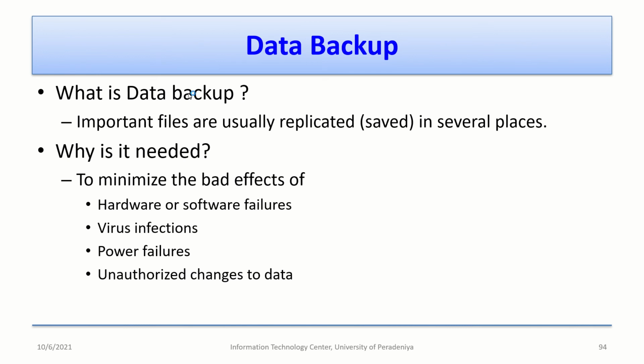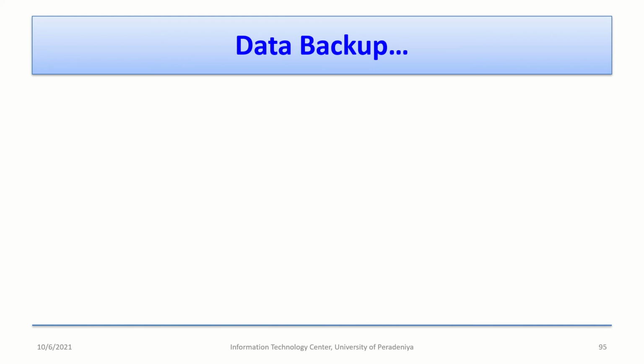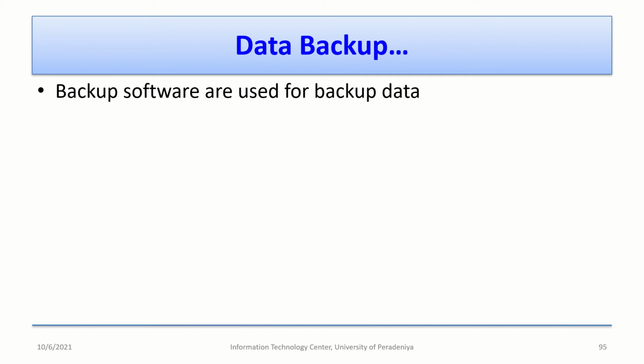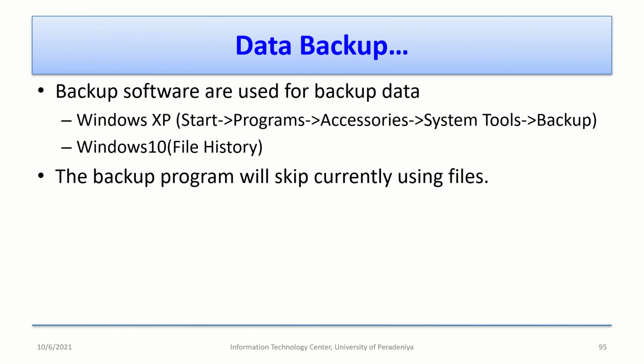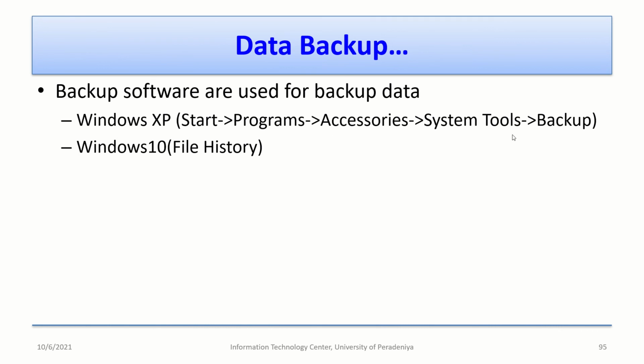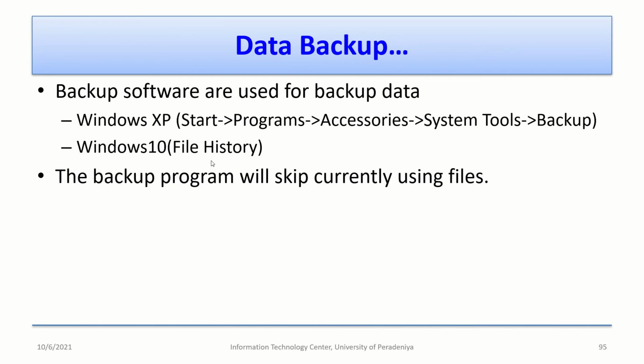So now you know what is data backup and why it is needed, right? There are a number of backup software. Backup software is used for data backup, right? In our operating system, we have default backup software, backup tools. In Windows XP, we have these backup tools, and in Windows 10, we have a File History option to backup, right? So let's see how we can use these options in practical sessions.